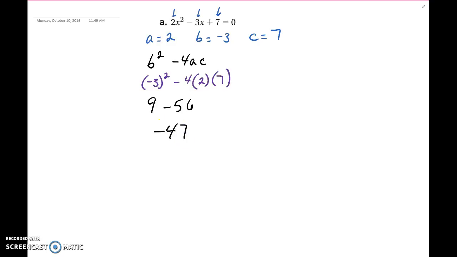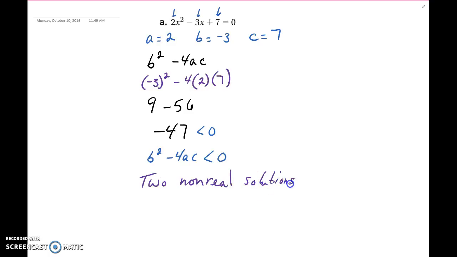So that means this is less than 0. Our b squared minus 4ac is less than 0. And when this is less than 0, that means we will have 2 non-real solutions, 2 imaginary solutions, or 2 complex solutions.